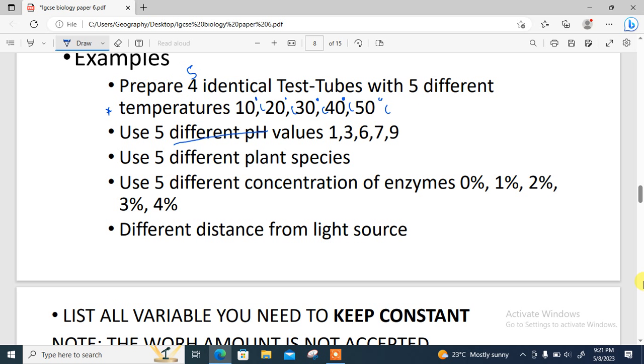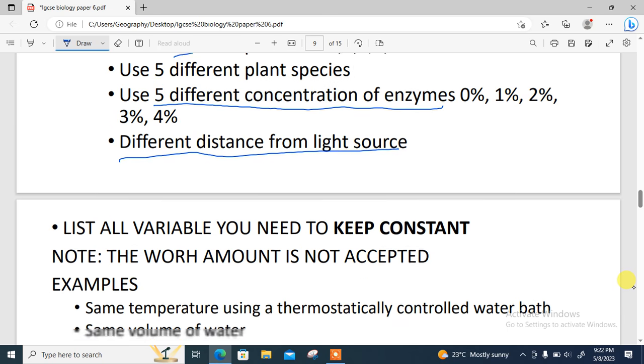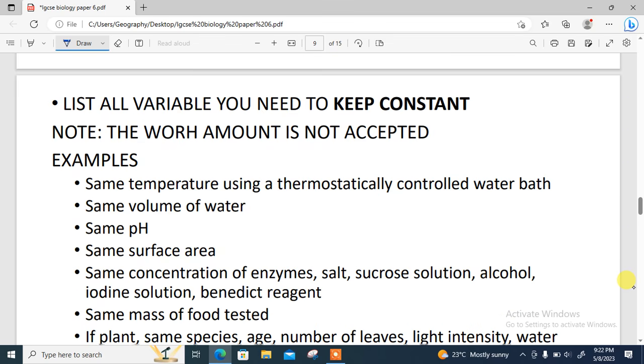Then the 4th one I have here is when you look at concentration of anything. Here it is expected that you should use at least 5 different concentrations of enzymes. In that case, you put them in percentages. You can also look at different distances from a light source in case you're looking at photosynthesis, and in that case distance from the light source is your independent variable. So these are some examples of ways in which you alter the independent variable that you identify in the research question, when they want you to describe how you will plan an experiment or an investigative test.